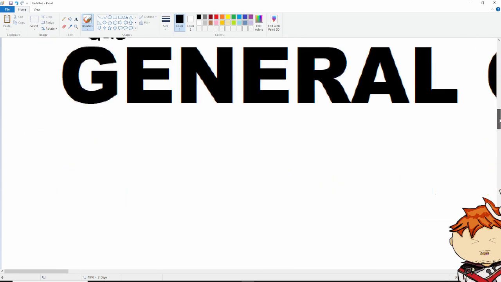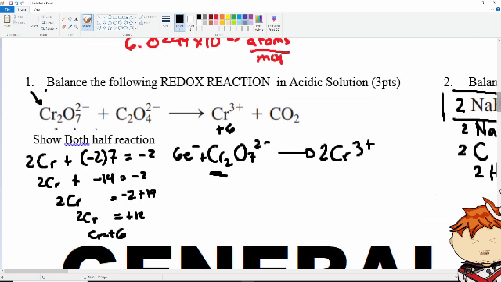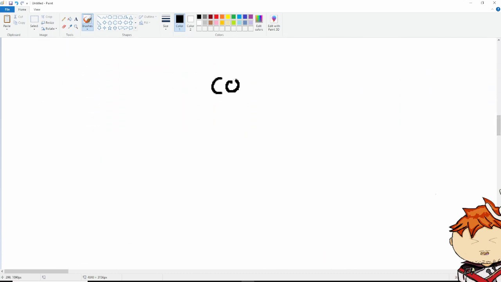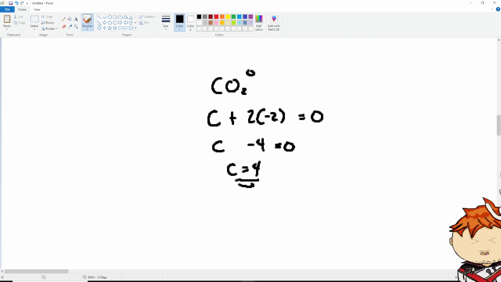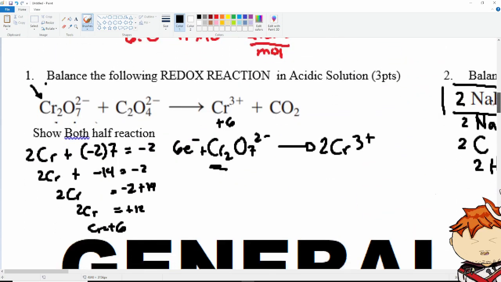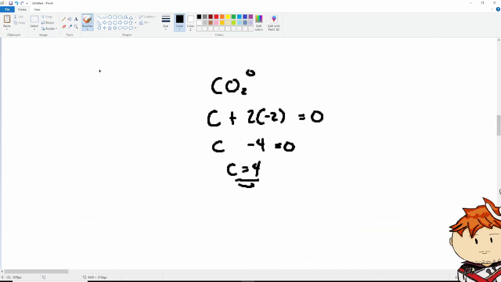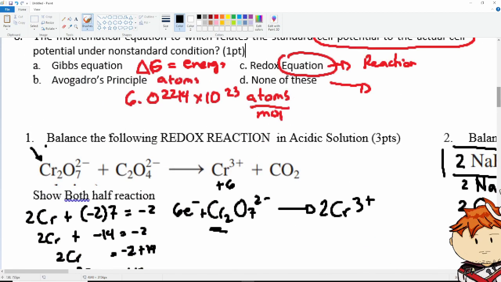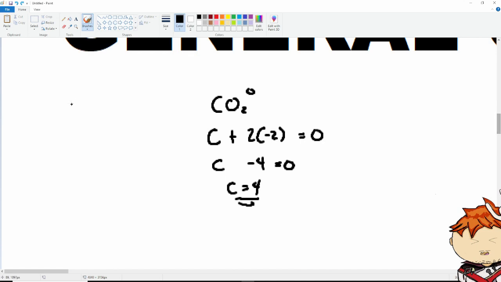I'm gonna go with the carbon. CO2. So CO2, that's carbon plus 2 O, negative 2 each, is equal to 0 because there's 0 charge here. So that's negative 4 is equal to 0. C is equal to 4. That's the charge there. Now C2O4 negative 2. Oh, sorry, this one, right? Okay, C2O4 negative 2.